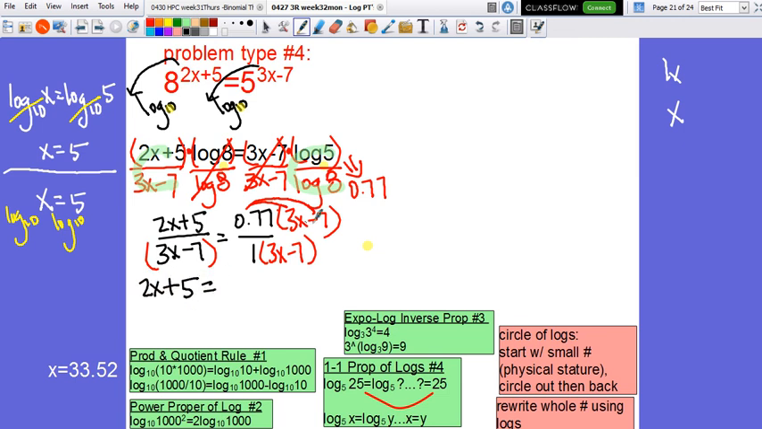And let's distribute this. 0.77, you can use your online calculator again, times 3 is 2.31. And then let's multiply 0.77 times negative 7, and you get minus 5.39.